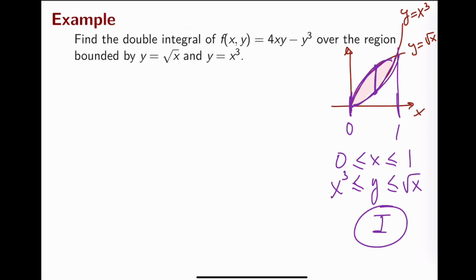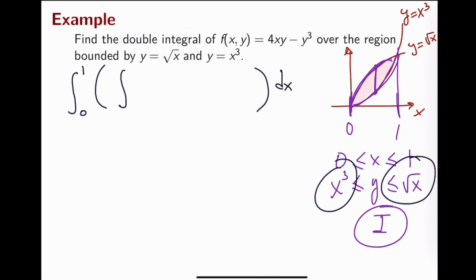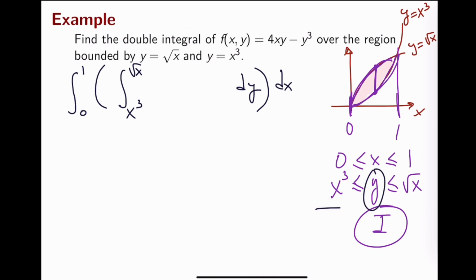So we can calculate this integral now as an integral of type 1. That will mean that we are going to put as the outer integral the one of the variation of x. So this is going to be dx. And inside here, we are going to put the integral between the variations of the functions. That will be between x cubed and the square root of x, dy, right? It's y the one that varies between these two functions.